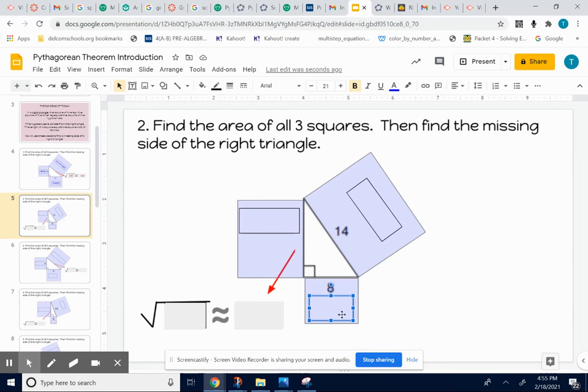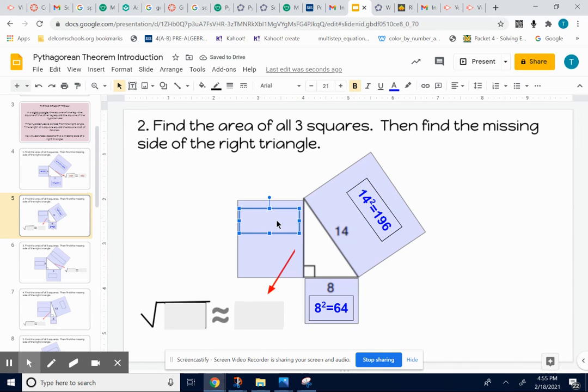I can find the area of an 8 by 8 square. It's 8 squared, which is 64. I can find the area of a 14 by 14 square. That would be 14 squared, which is 196.